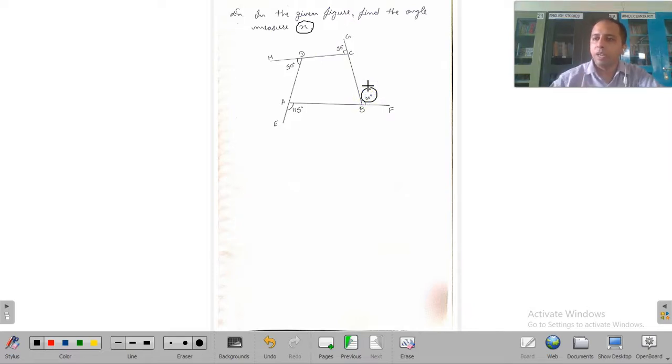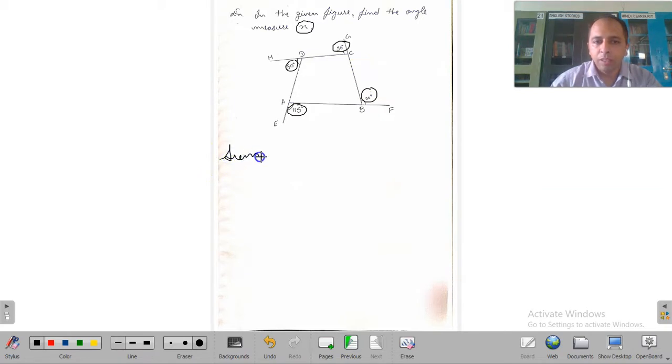Now it is again based on the sum of exterior angles. You can see that in quadrilateral ABCD, this angle 90 degrees is an exterior angle. Then this angle 50 degrees is again an exterior angle. Then this angle 115 degrees is again an exterior angle, and angle x is also an exterior angle. Now what is the sum of exterior angles of a polygon? It is 360 degrees.